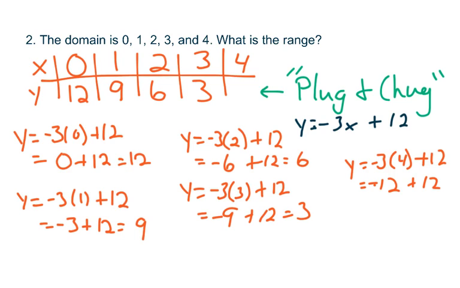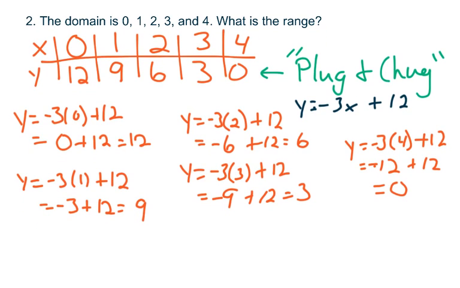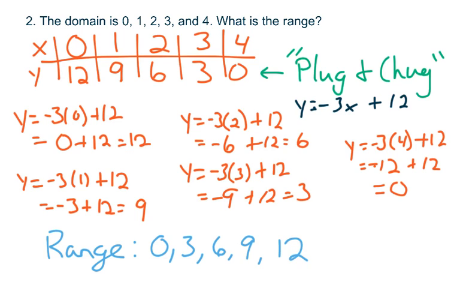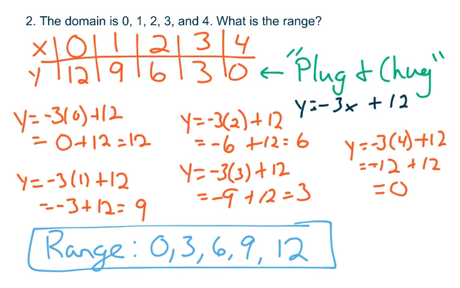Those two are opposites. If you add opposites together, you get 0. So 0 goes right there. So we haven't exactly answered the question yet, but we've filled in a vast majority. We just need to formally write our answer. Okay, so the range, if the x values are our domain, then the y values are the range. We'll write them in order from least to greatest: 0, 3, 6, 9, and 12. This would be your official answer for number 2.